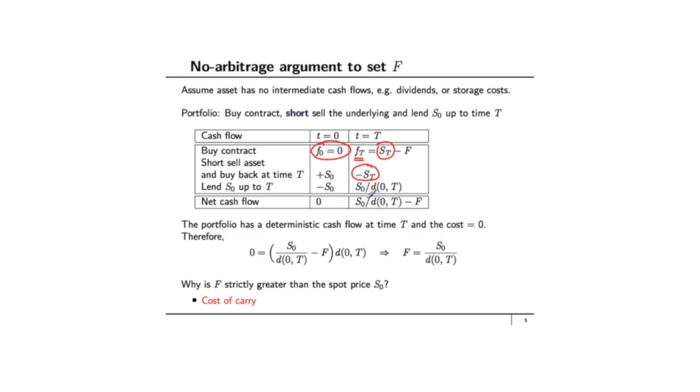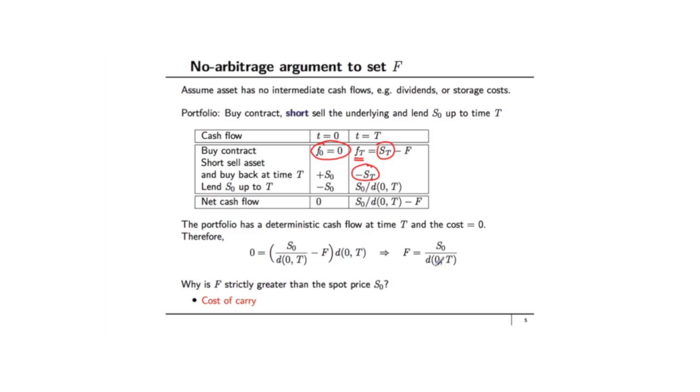But because the interest rate could have a term structure associated with it, instead of writing it as (1 plus R) to the capital T, I'm just using the discount factor. And that allows me to give you a more general result, which doesn't rely on flat interest rates. What is the net cash flow? I paid nothing for this portfolio. What is the cash flow at time capital T? It's S0 divided by D(0,T) minus F. The portfolio has deterministic cash flow at time capital T and the cost is equal to 0. Therefore, discounted, you should get a price equal to 0. So (S0 divided by D(0,T) minus F) times D(0,T) is equal to 0. And therefore, F is nothing but S0 divided by D(0,T).